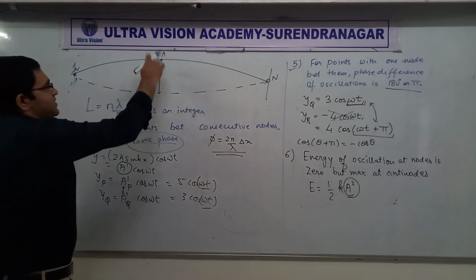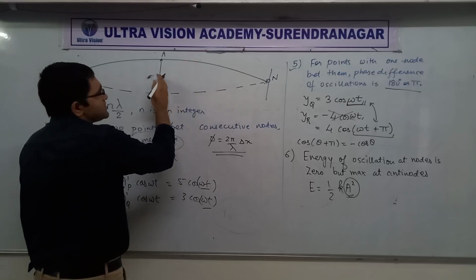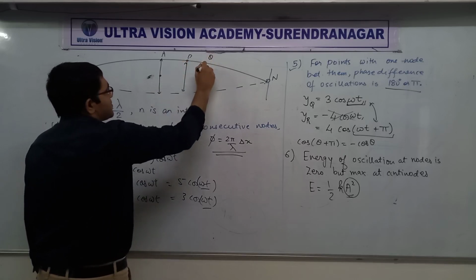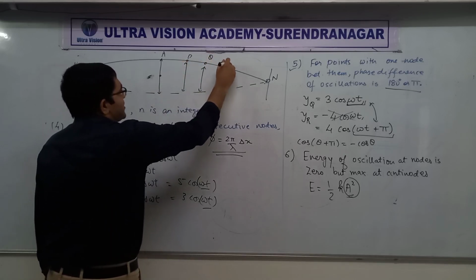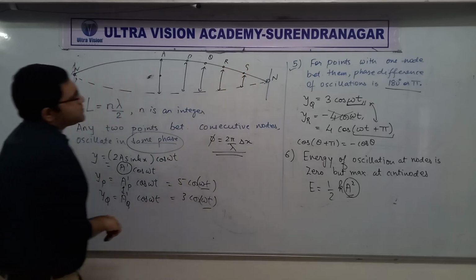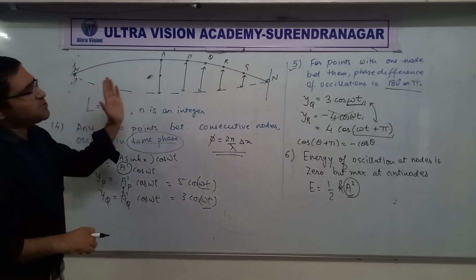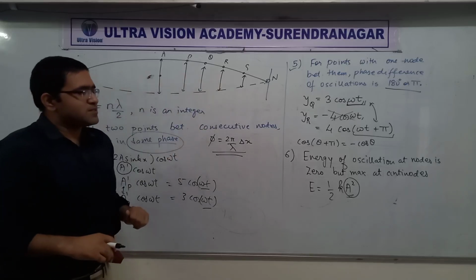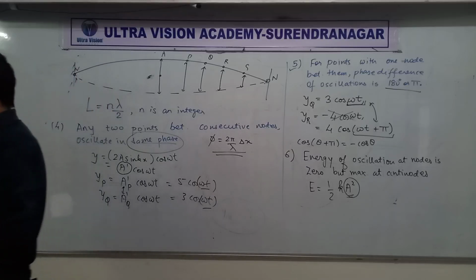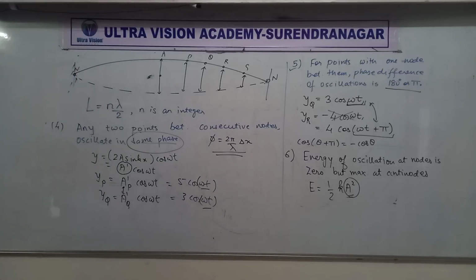Okay, so here the amplitude is maximum, but if you go slightly to the right side, let's say there is a point P here oscillating like this, then there is a point Q here oscillating like this, then a point R oscillating like this, then a point S oscillating like this. So do you realize that as you go towards the node from the antinode, the energy of oscillation will also decrease?